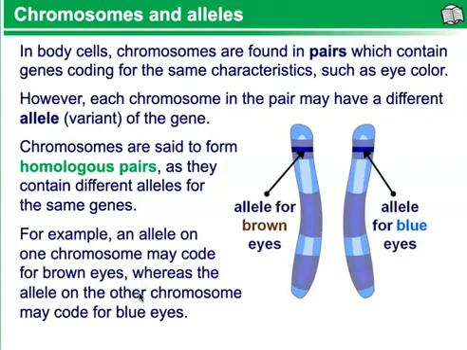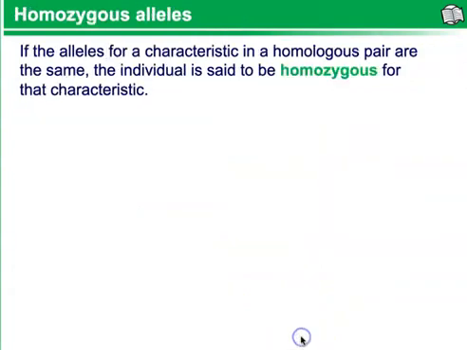For example, an allele on one chromosome from one parent may code for brown eyes, whereas the allele on the other chromosome from your other parent may code for blue eyes. We have homologous chromosomes that have different alleles for the same characteristic. One of those alleles codes for you to have blue eye color, and the other allele codes for you to have brown eye color. What eye color do you think this individual may have?